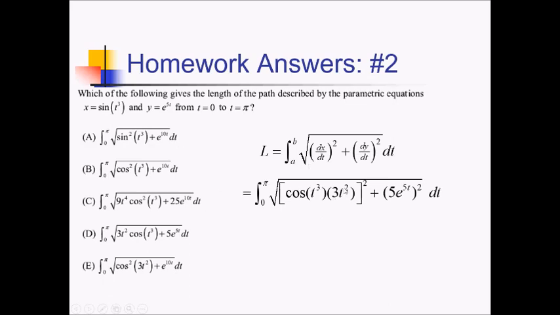So let's see here. This is going to be a 9t to the fourth times cosine squared of t cubed. And then over here, this is going to be squaring the 5 and the e, 25 e to the, let's see, we're multiplying exponents, so 10t. And that is going to match which answer choice? Well, that looks like answer choice C.